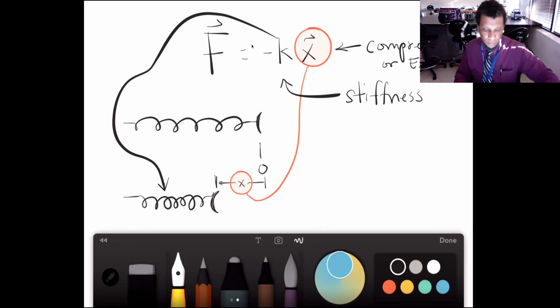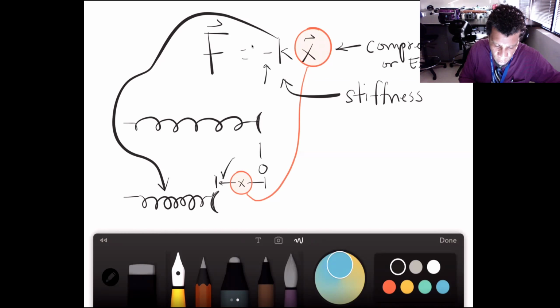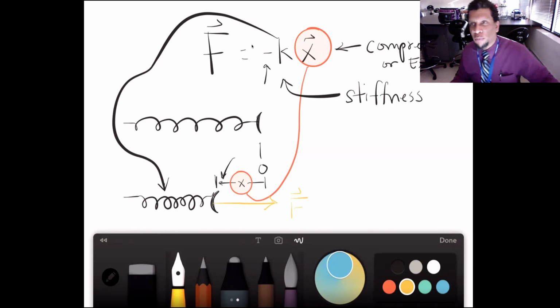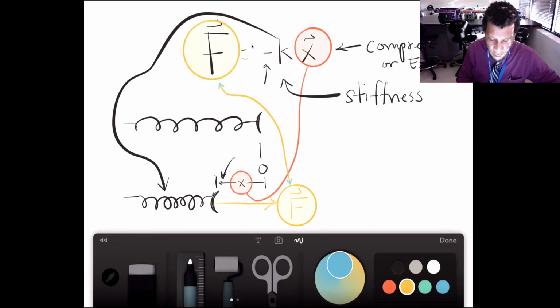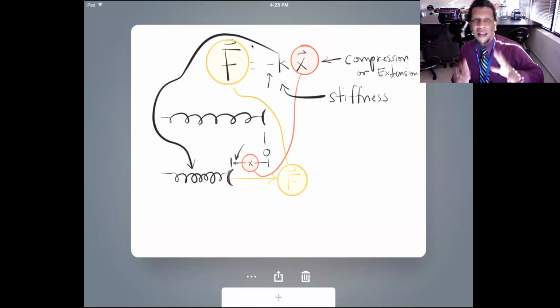Okay? So now when you compress a spring, you see how you have this negative sign? We know that it's going back, so that's a negative sign. The ultimate force is going to be positive. So it's going to come out like so. So this is going to be our force. All right? That's pretty much the analysis right there. We have our force here, and we have our stiffness. Okay? So that's the analysis in terms of the force.